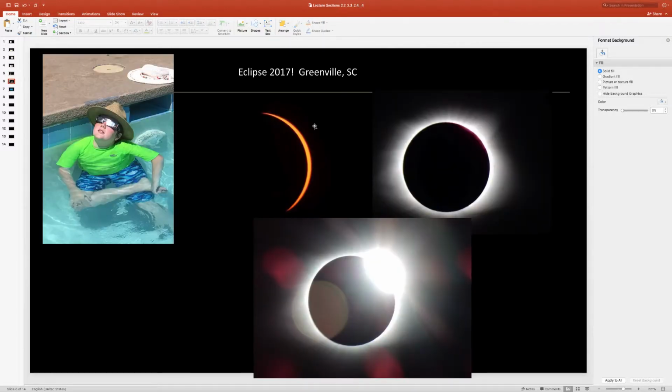And just to give you a couple of cool pictures, we went down to Greenville, South Carolina to see the eclipse. This is my son in the pool with his eclipse glasses on.